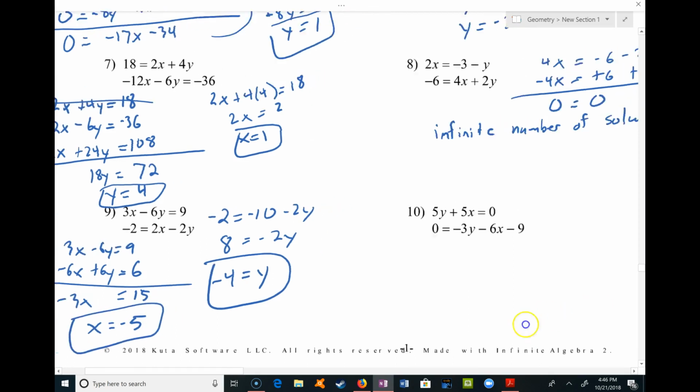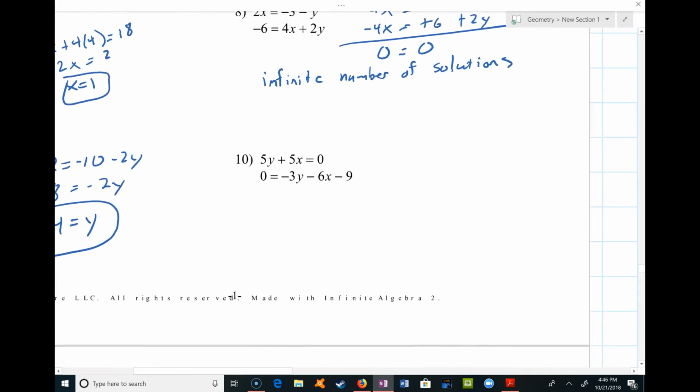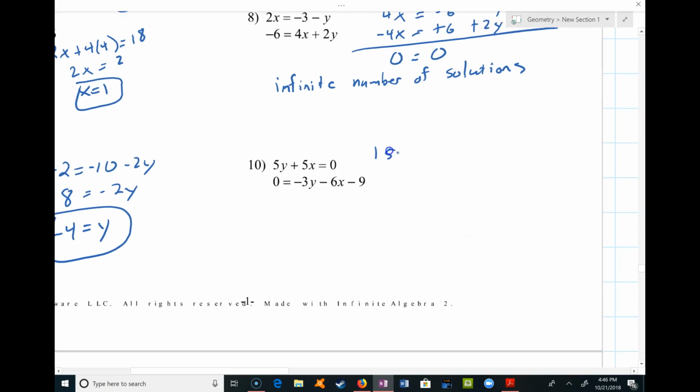Okay, let's do another one here. Let's see. So none of these are going to cooperate very nicely, right? I got a 5 and a 3 and then a 5 and a 6, although they are at least negative. So I think what I'll have to do is get rid of the y by multiplying the top one by 3, so that'd be 15y plus 15x is equal to 0. And then I'll multiply the bottom one by 5.